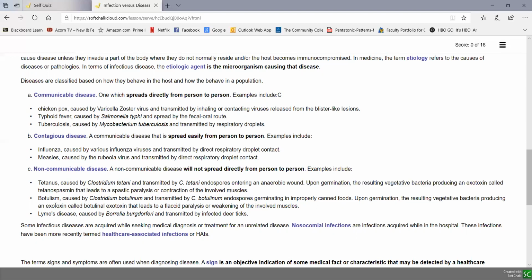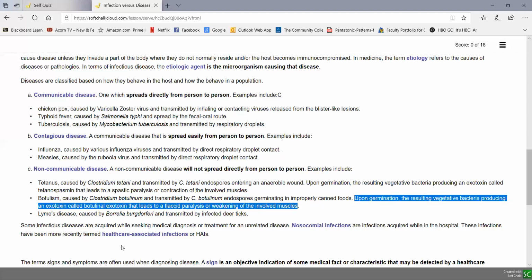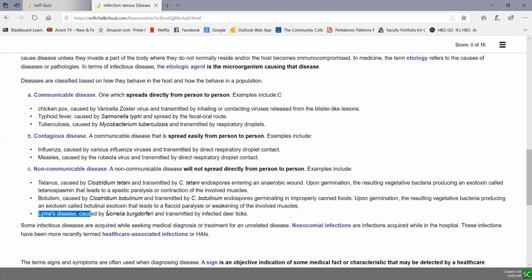Botulism is caused by Clostridium botulinum, transmitted when Clostridium botulinum endospores germinate in improperly canned foods. And once these endospores germinate, the vegetative bacteria grow in the food and produce an exotoxin called botulinal exotoxin. And when that exotoxin is ingested with the food, that leads to a flaccid paralysis, which is a weakening of the involved muscles. Lyme disease, caused by Borrelia burgdorferi, is transmitted by infected deer ticks. So those would be examples of ones that are not directly communicable from person to person.